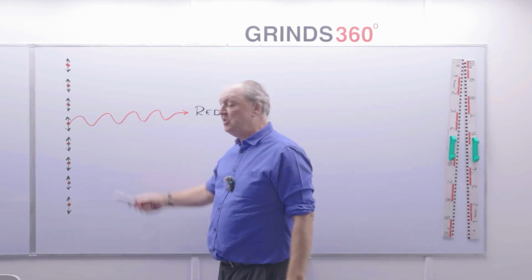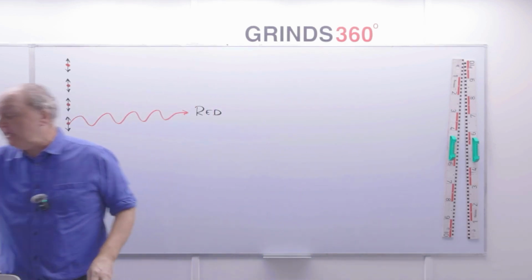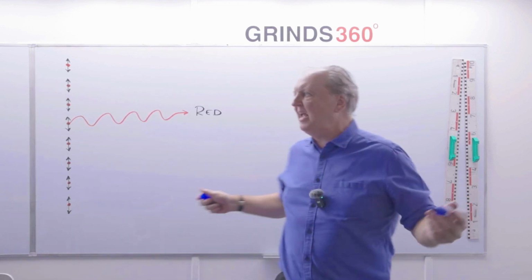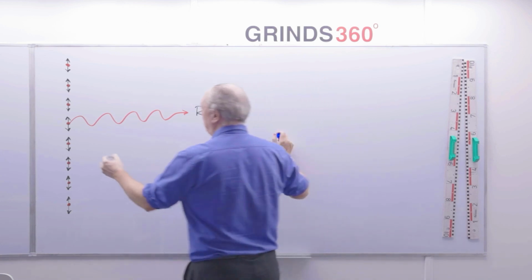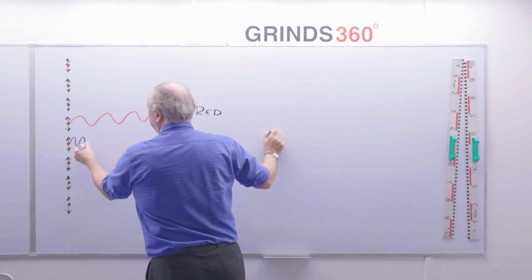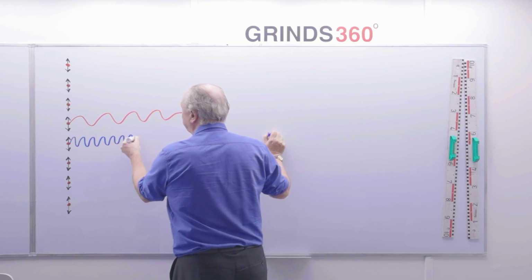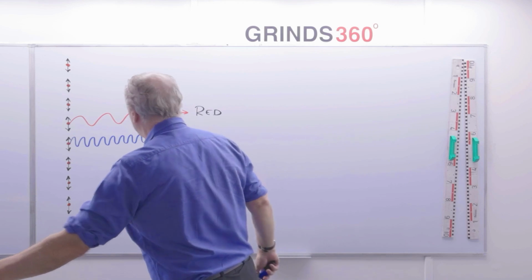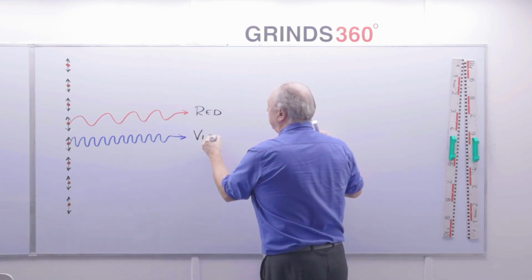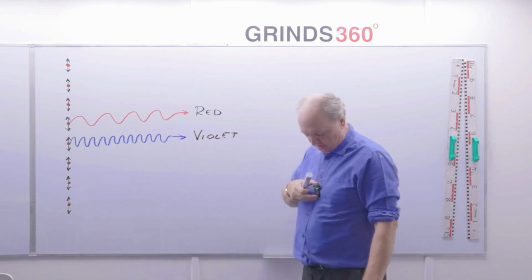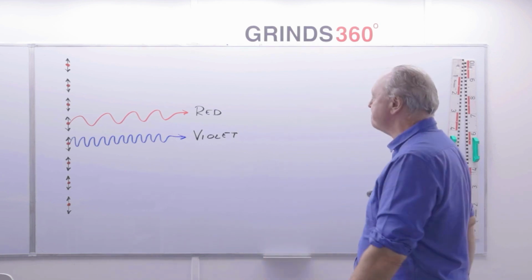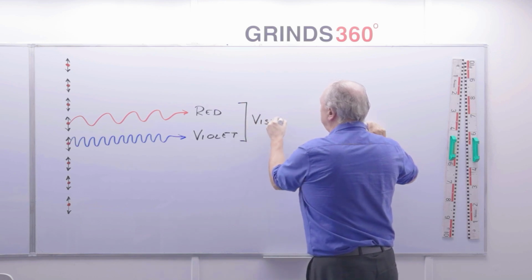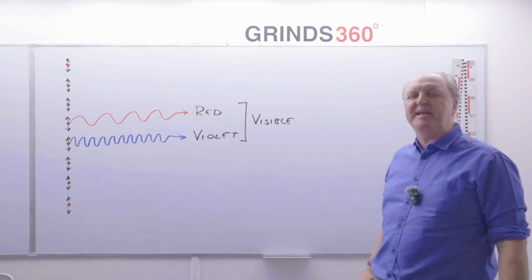If I go down to the next one and it's vibrating up and down a little bit more quickly, then I get a violet wave. I don't have violet, so I'm going to draw blue. So I get a violet wave. If it's vibrating up and down faster, you can see the wavelength gets smaller and the frequency gets higher. So let's call that violet. Now, they are the two end colours on the electromagnetic spectrum. So in other words, this here represents visible light. Light that humans can see, their brains can register.